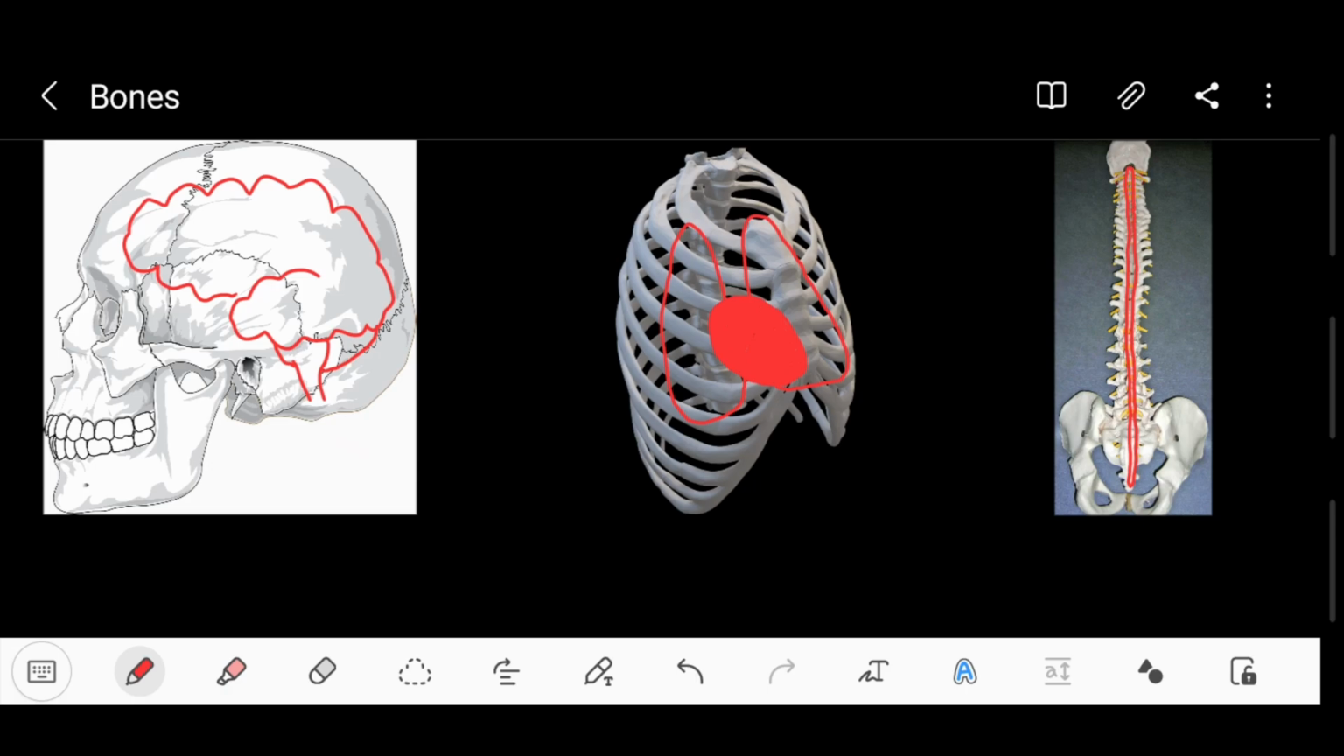Here we have the three bones that are involved in protecting the vital organs in our body. The first one is the skull. Within the skull, the brain is protected. The second one is the rib cage. Within the rib cage, the lungs and the heart are protected. And the third one is the vertebral column. Within the vertebral column, the spinal cord is protected. So the skeleton is something like an armor that soldiers have on, which protects the internal organs from bumps and bruises.